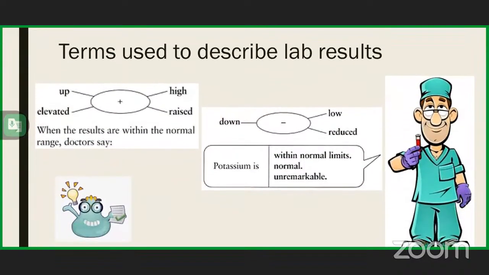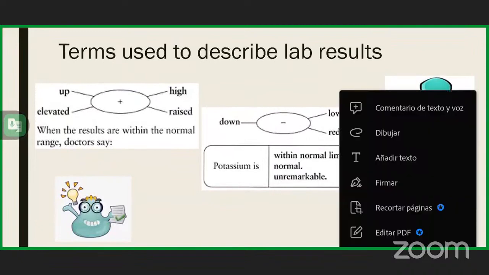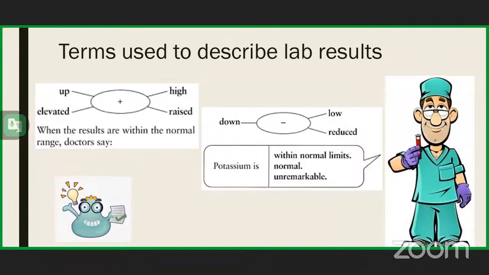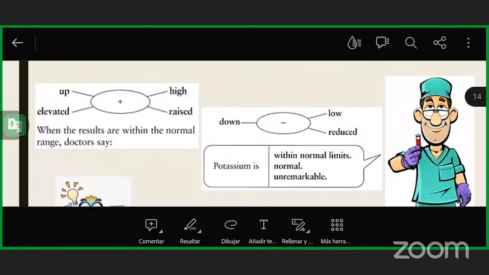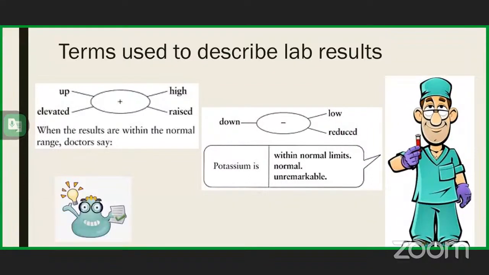Some expressions to understand why this is so important are these terms. When we check values that are elevated, we have these four options in the first circle with the plus. We can say up, elevated, high, or raised. Four ways to give an answer about a value.